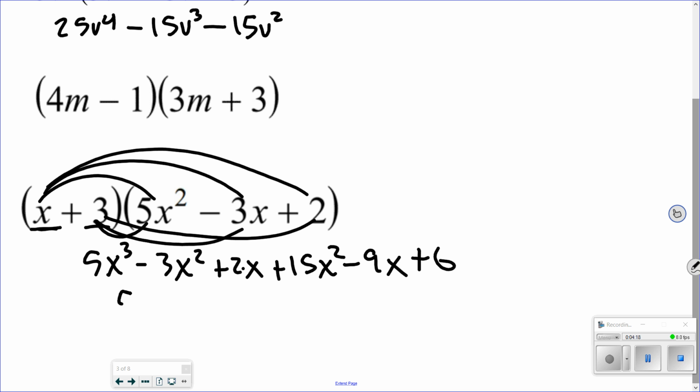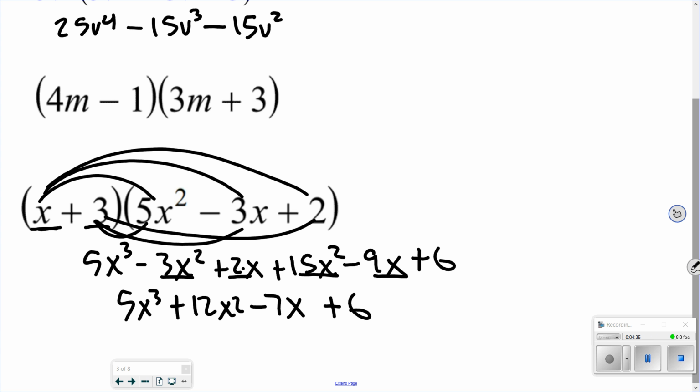Okay, combine like terms, I got 5x cubed. We can combine the minus 3x squared plus 15x squared. Minus 3 plus 15 is plus 12. I've got 2x minus 9x, 2 minus 9, minus 7. I've got that plus 6 on the end. I've combined all my like terms, and I'm done.